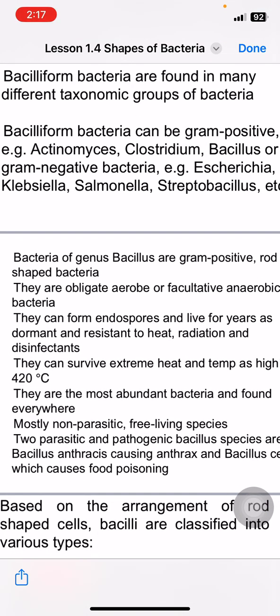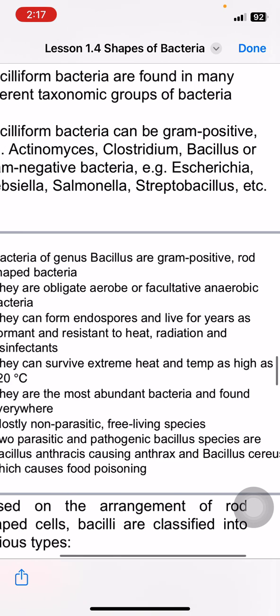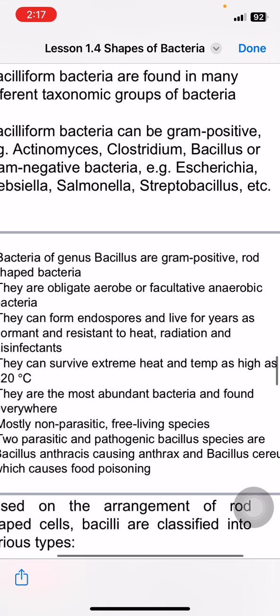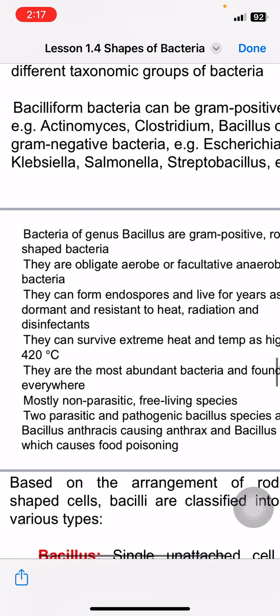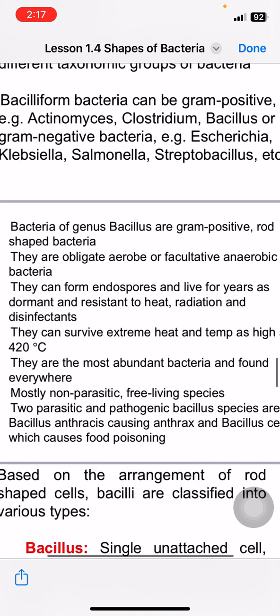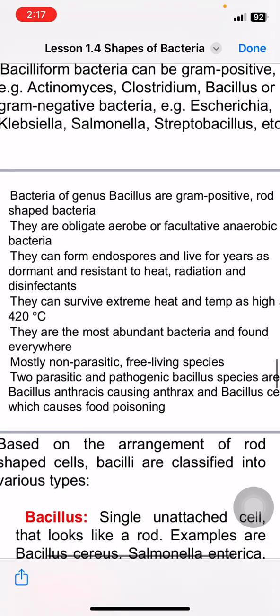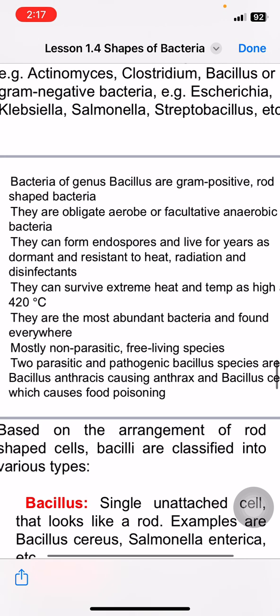In bacillus, it is more focused on gram positive, but not in the sense that it will always be gram positive; it can also be gram negative. So meaning to say, it's either gram positive or gram negative. They are obligate aerobe or facultative anaerobe bacteria, or anaerobic bacteria. So meaning to say, since it possesses both gram negative and gram positive, it also possesses aerobic and anaerobic. In the presence of air, there are bacilli that have a presence of air.